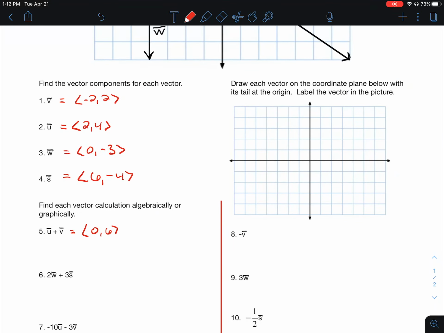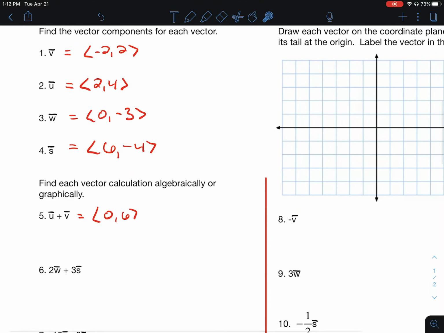I can easily check that algebraically. If I add u and v together, add the x values, you get 0. Add the y values, you get 6. It's that simple. I'll do the next one algebraically.